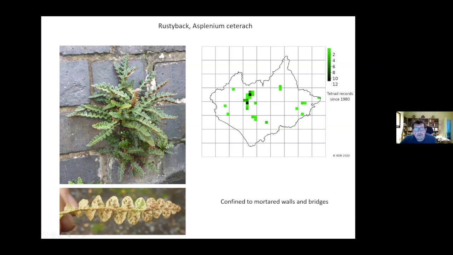I think it's a really, really attractive plant. I found it in several places. As you can see, this is the Leicester Loughborough corridor, and a few down here along bridges on the Grand Union Canal, and a few here on walls in Rutland. It's really confined to mortar walls and bridges. It's a calcicole, as I said, it likes limestone, and it's increasing a bit.